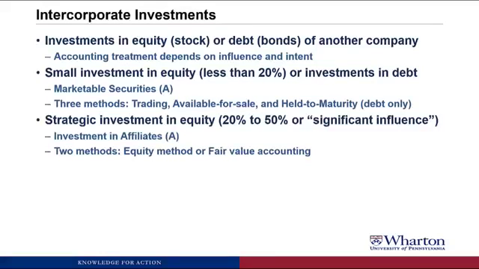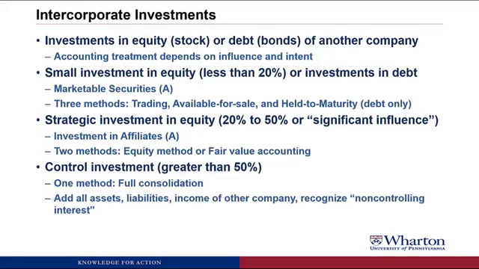Then you could have a strategic investment in the equity of another company. So here you own 20 to 50% of the shares of stock of another company, or you have what's called significant influence, even if you don't own 20%. This asset is going to be called investment in affiliates. And here there are going to be two methods, either the equity method or fair value accounting.